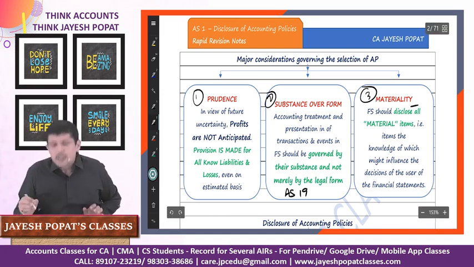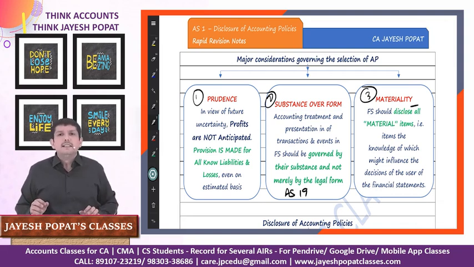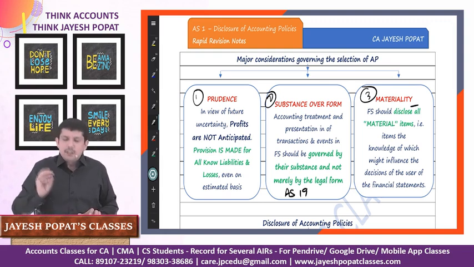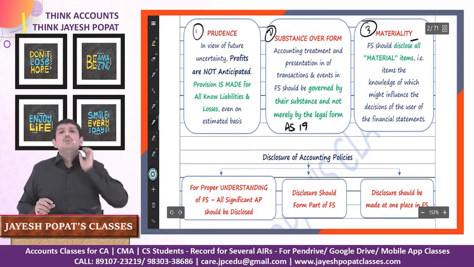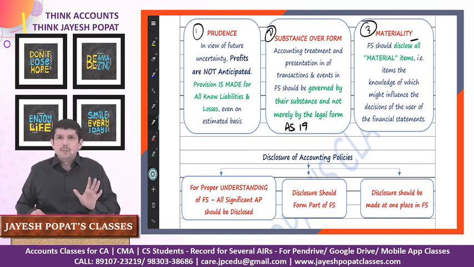And then we'll talk about the concept of materiality. The standard says that all material items should be disclosed. So what are material items? Basically, material items are those items which have the capacity to influence the decision of the users of the financial statement. So if there is an item which has the capacity to influence the decision of the user of the financial statement, such an item should be disclosed.